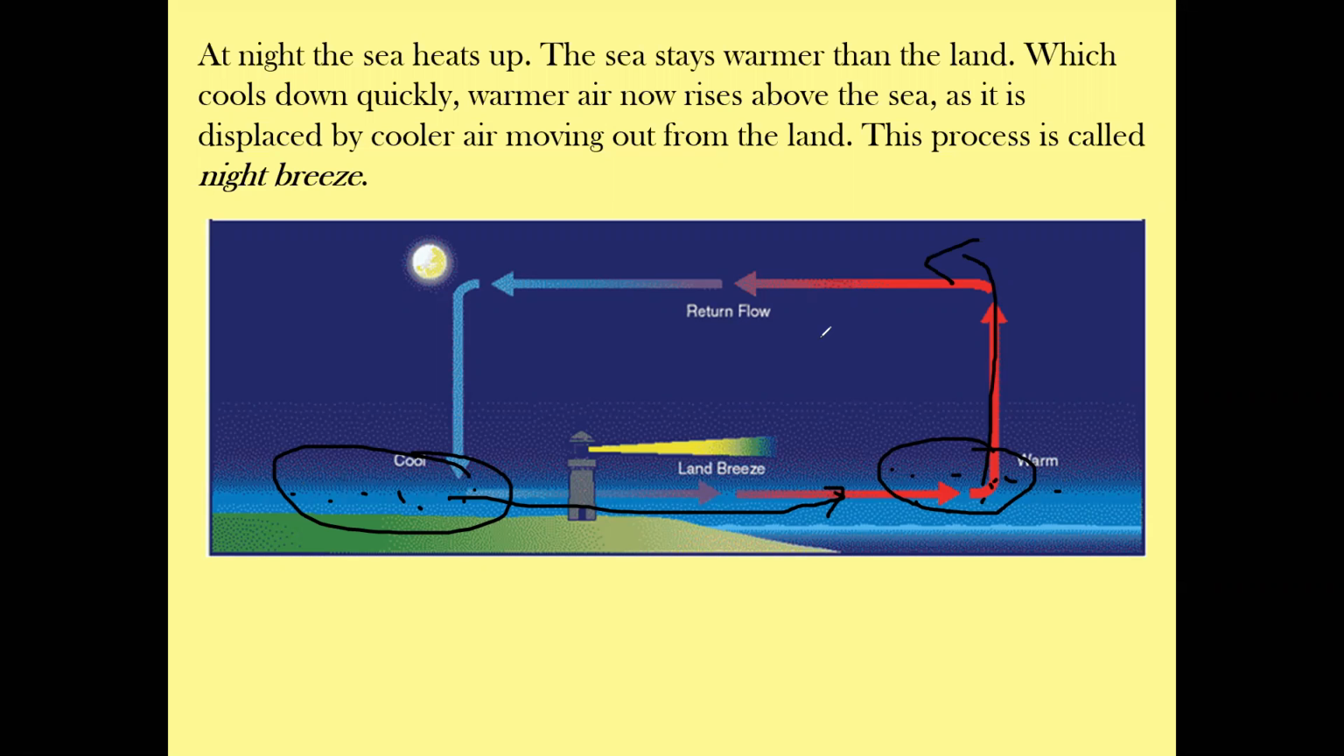So if you are living in a coastal area or at a seashore, you can observe this change in direction of the air. During the daytime, you will observe that the movement of air is from sea to land. But at night, the direction is completely opposite. It is from land to sea. And that's because of convection.